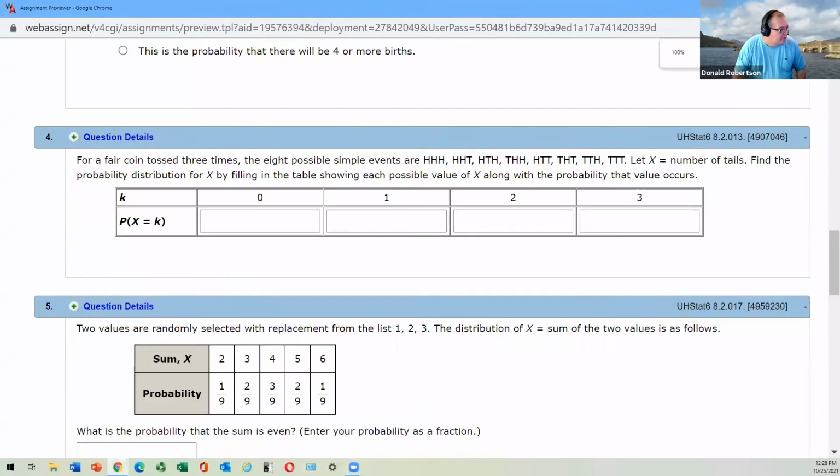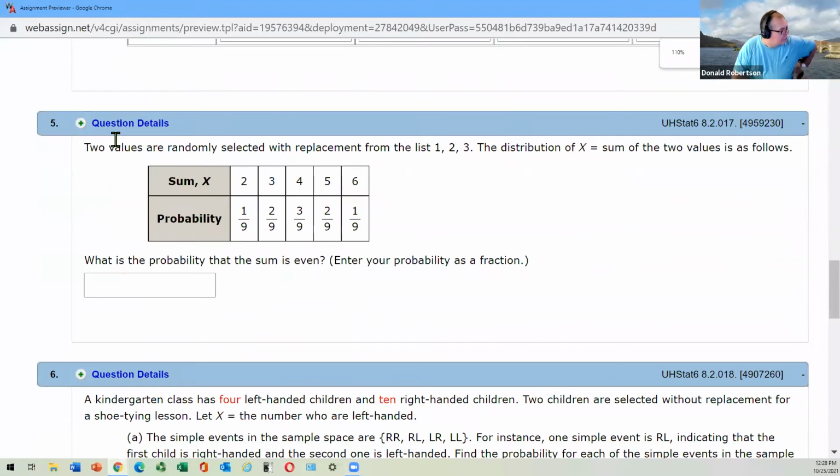And here we have a probability distribution. 2 values are randomly selected with replacement from the list 1, 2, 3, and the chances of it happening is this. So I don't need to create this table. They've done it for me. So what's the probability that the sum is even? Well, that's even, and the number 6 is even, right? So do you see it's actually a combination of this guy and this guy. So the probability that it's even is 1 plus 3 plus 1 more. So we're talking 5 ninths.